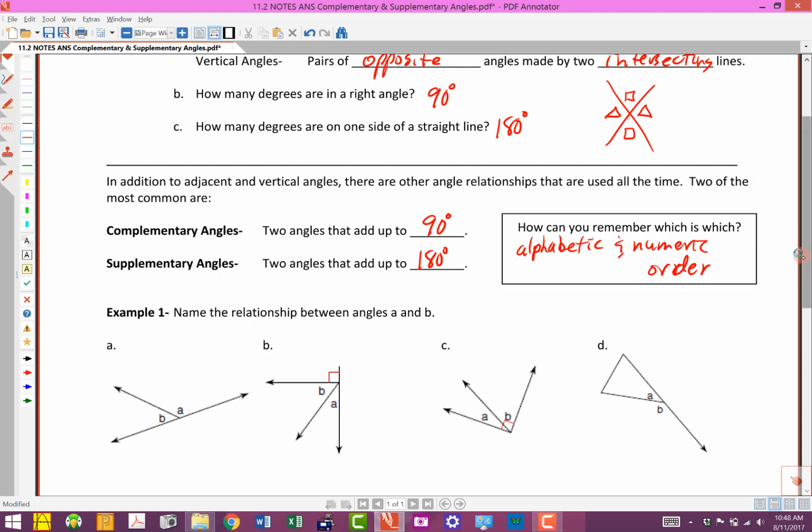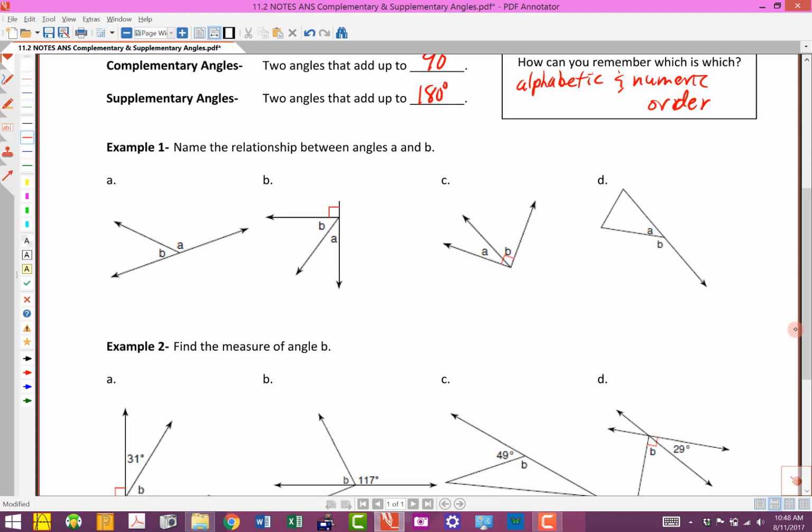Now you have some problems on your assignment that are literally this easy. All it says is name the relationship. So we're going to look at the two of these, and we're going to stare at them for a second and think, all right, I just need to name them, complementary or supplementary. So you'll notice that this right here, they're next to each other and they make a straight line. So they make 180 degrees on that one side of the straight line. So that one's got to be supplementary.